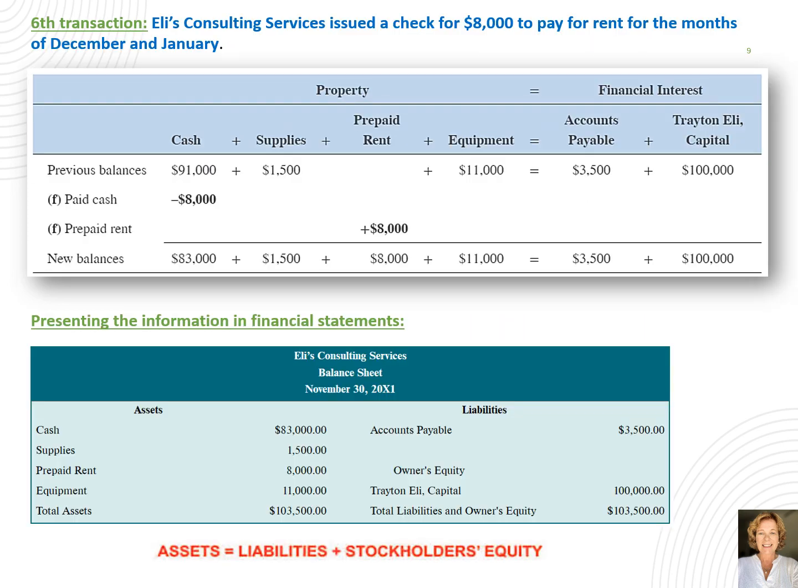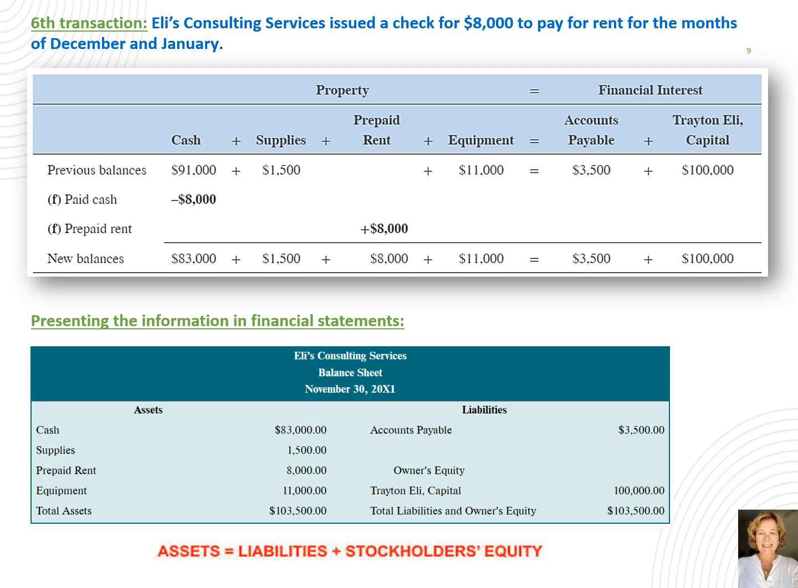The sixth transaction is about Eli's Consulting renting offices. In November, the office manager, Sanchez, arranged to rent facilities for $4,000 per month, beginning in December. The landlord required that rent for the first 2 months, December and January, be paid in advance. The firm prepaid, meaning paid in advance, the rent for 2 months. In accounting, this right is considered a form of property because the business could get a refund potentially if it did not use the facilities the entire time.